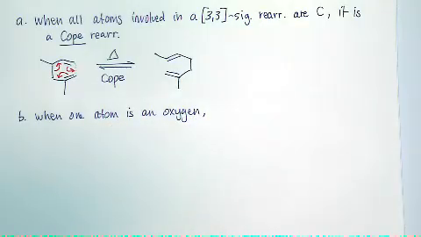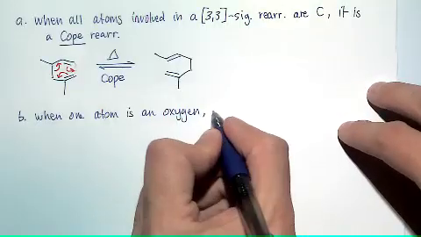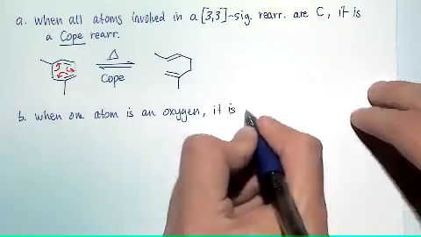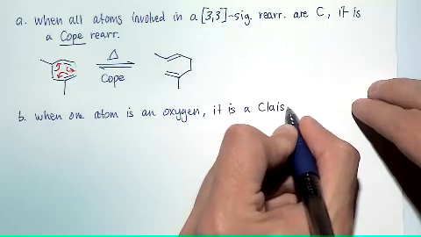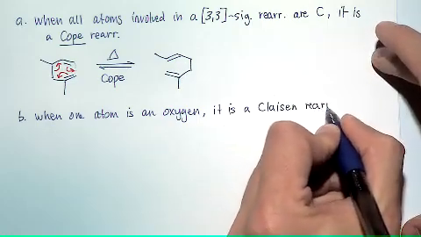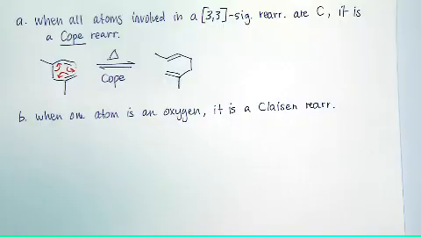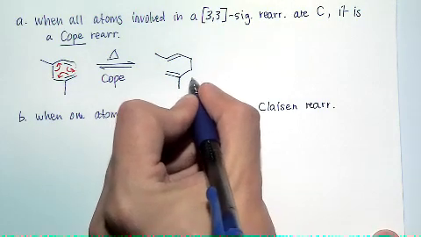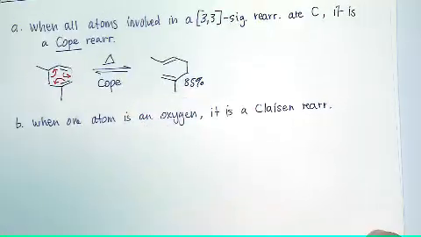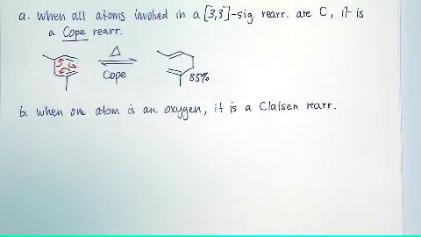We can replace one of the atoms with an oxygen. And in that case, it's a Claisen rearrangement. By the way, in this reaction you get about 85% yield of that product. It's going to be important, kind of. When one atom is an oxygen in that ring of 6 that's participating in the reaction, it's a Claisen.